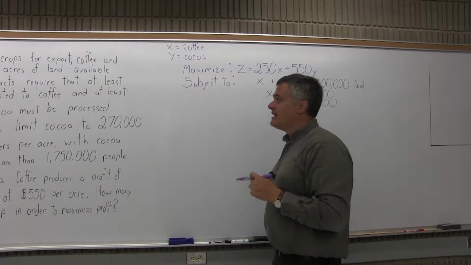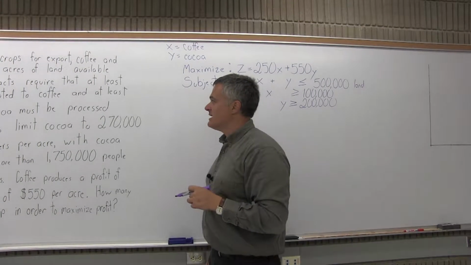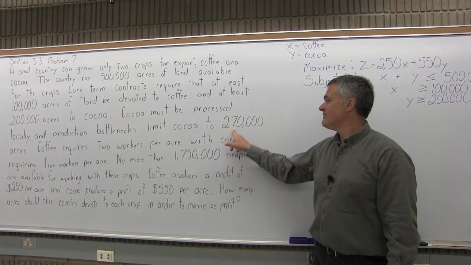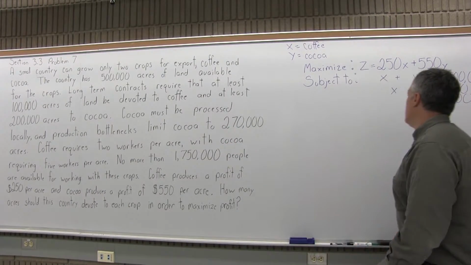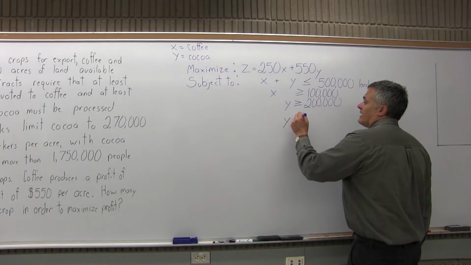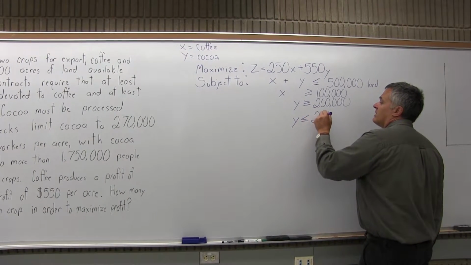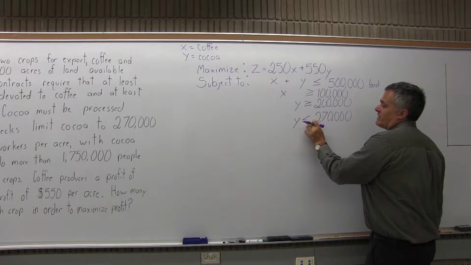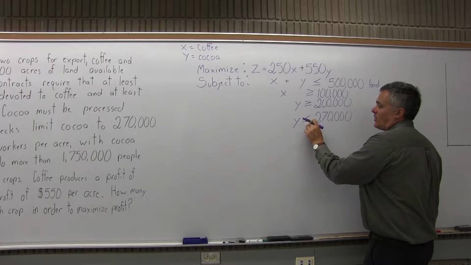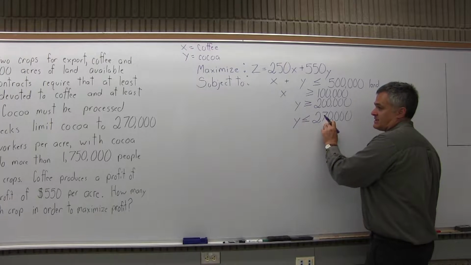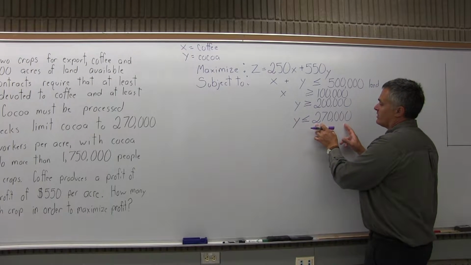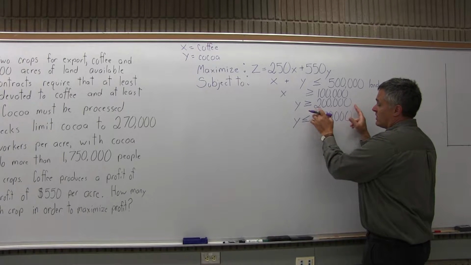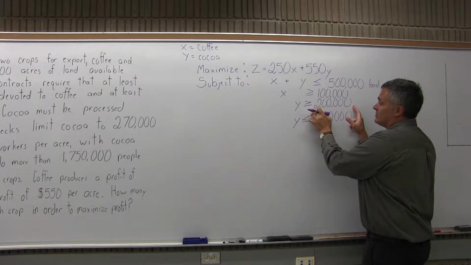Now, as I read down to the next sentence, it says cocoa must be processed locally, and production bottlenecks limit cocoa to 270,000 acres. So cocoa is y. The number of acres of cocoa cannot be bigger than 270,000, so y must be less than or equal to 270,000. Because of the bottlenecks, they cannot make more than 270,000 acres of cocoa. But because of contracts they have, it has to be at least 200,000. So no more than 270,000, but at least 200,000.